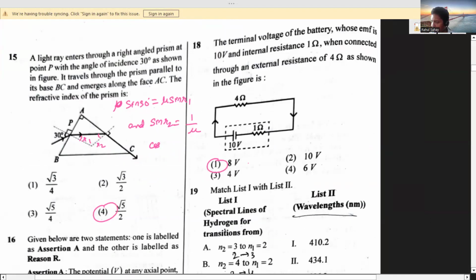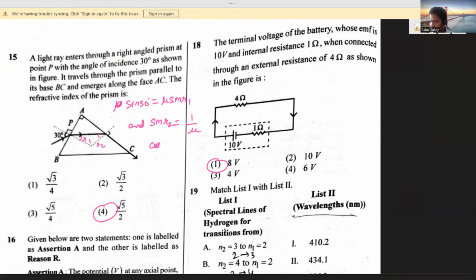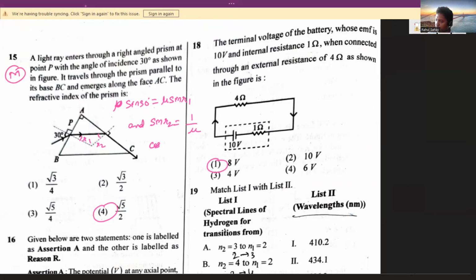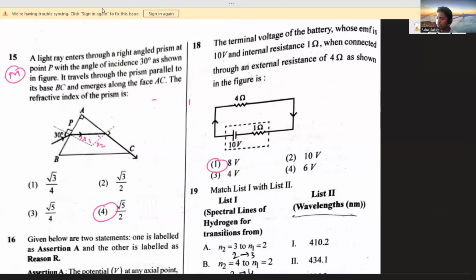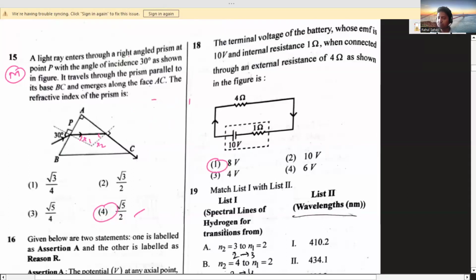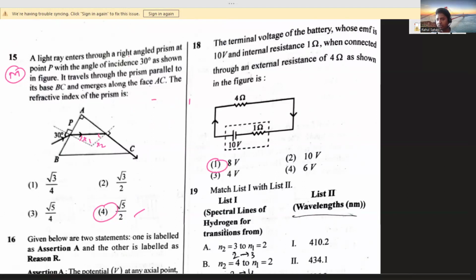Prism, question 15. This you can say is moderate. You have to do some calculation. If you use the refraction formula, there is only one option which is greater than 1, and the remaining are all less than 1. So directly you can say option 1, root 5 by 2. Otherwise, mu sine i is constant.